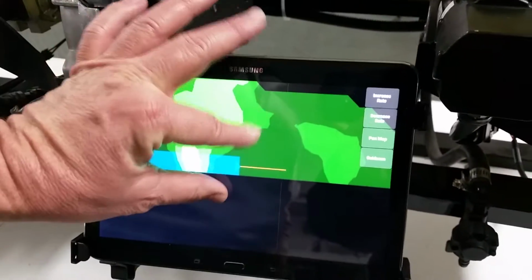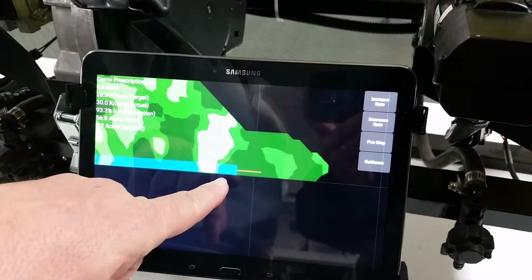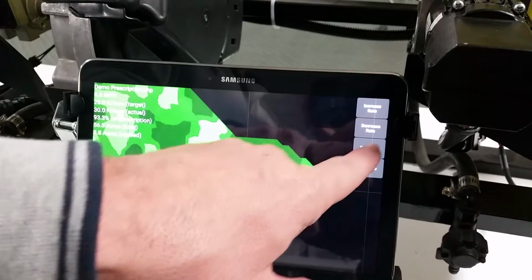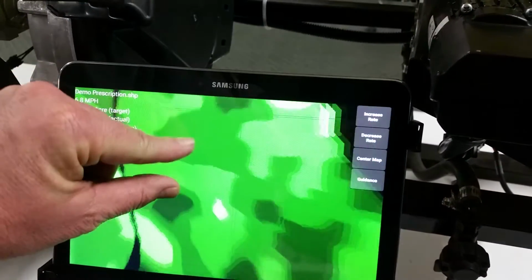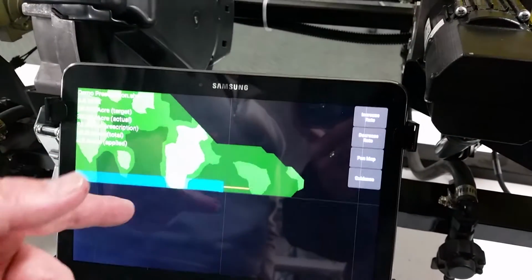It's got the pan and zoom of any Android device. Right now we're in a mode where the planter is always in the center of the field. We can hit pan, and now we can go over here and we can look at different parts of the field. Hit center, and it centers it back up.